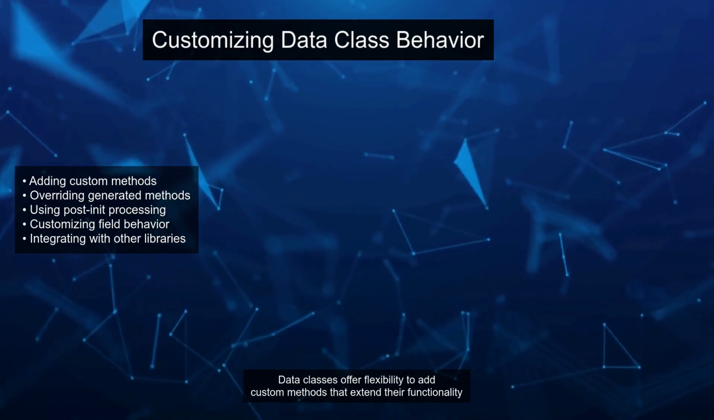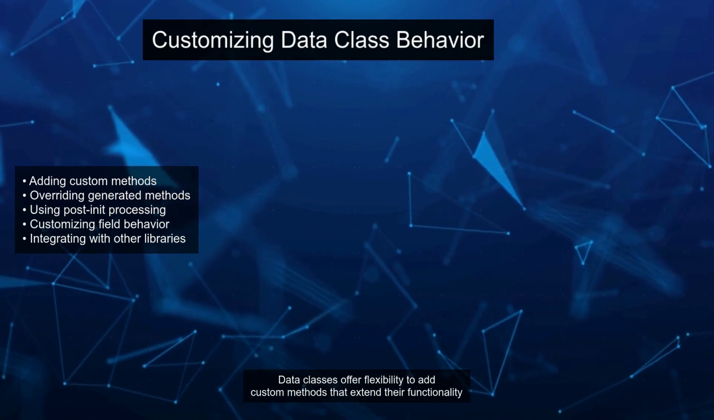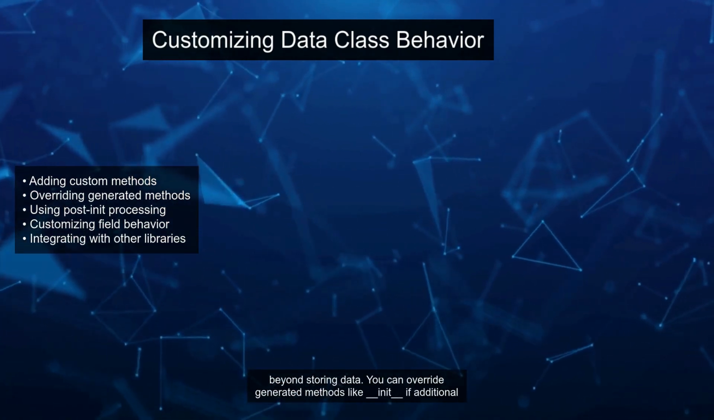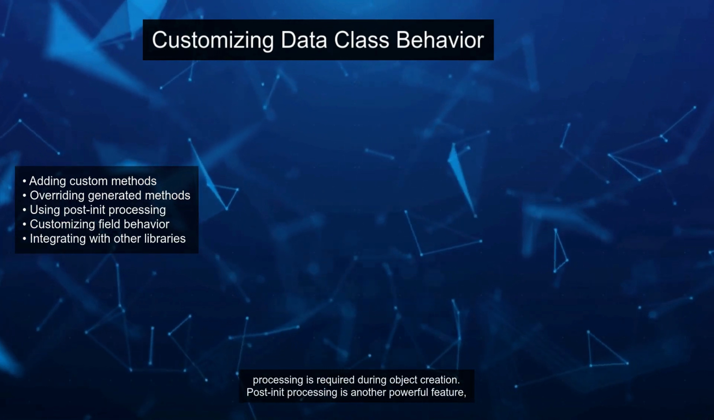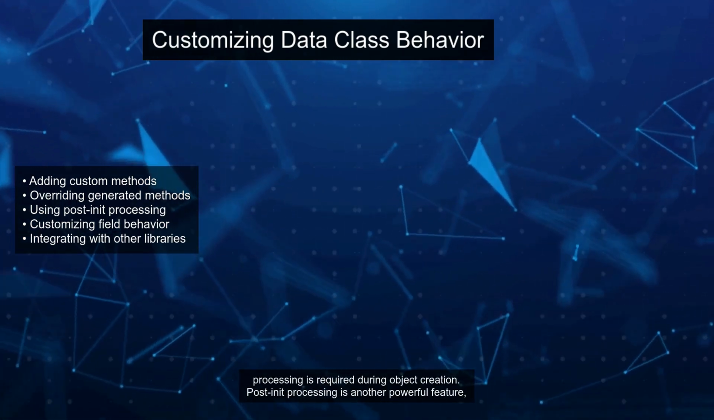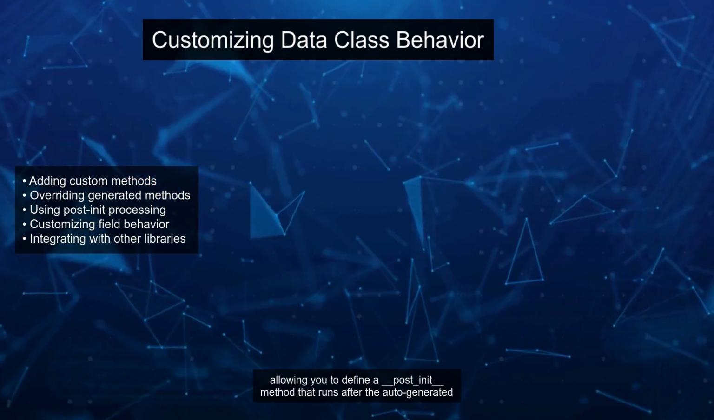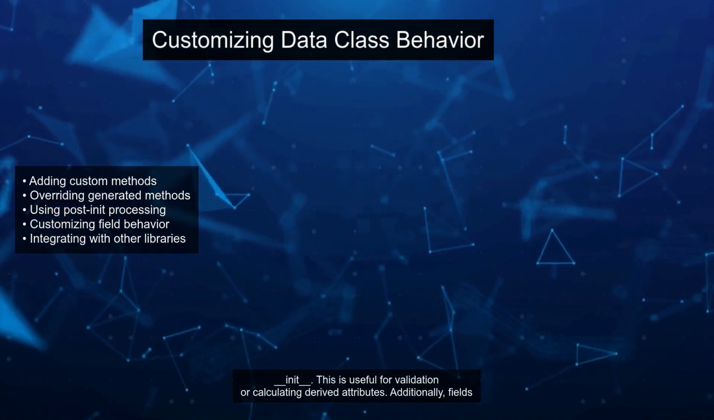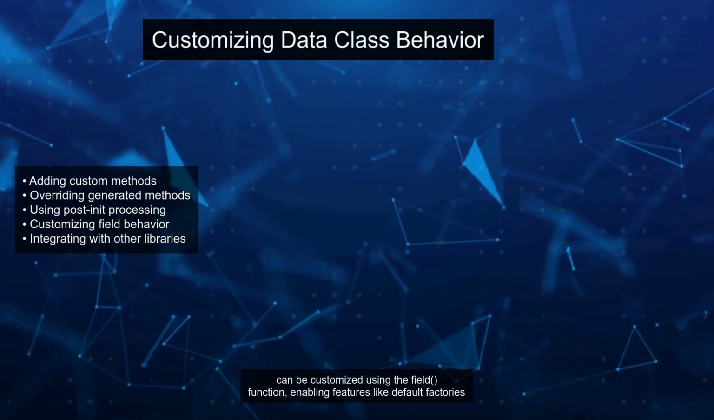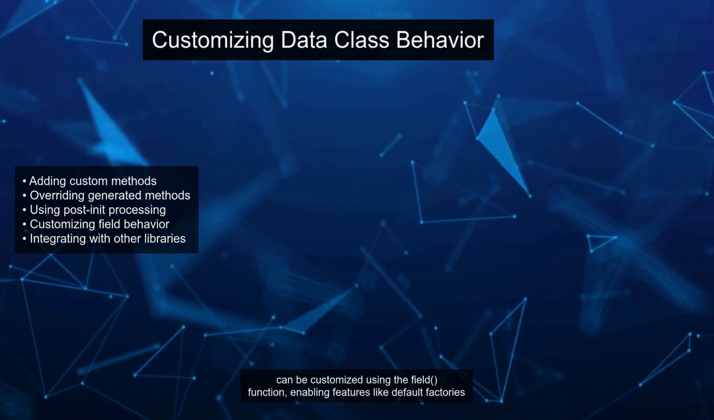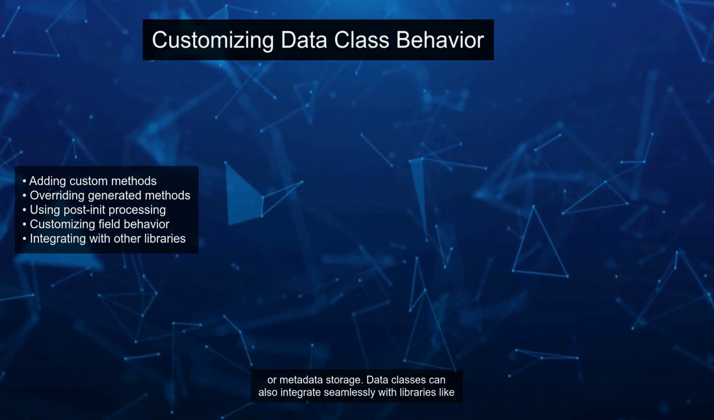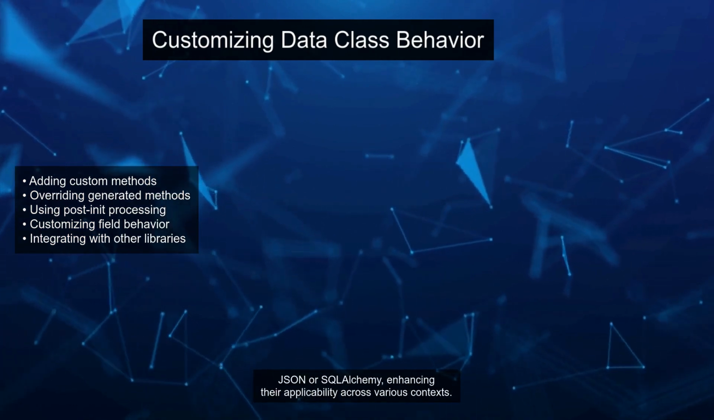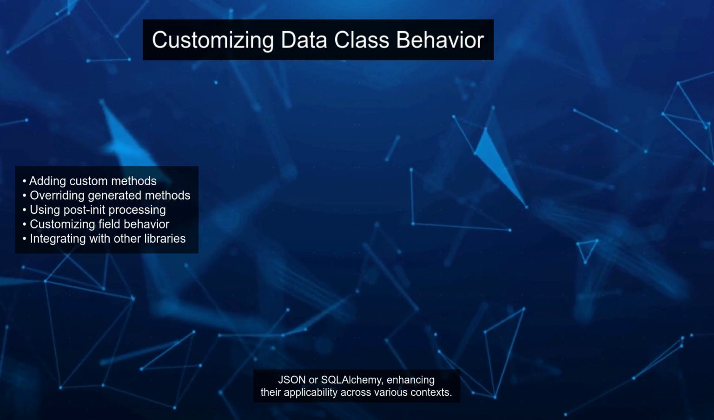Data classes offer flexibility to add custom methods that extend their functionality beyond storing data. You can override generated methods like __init__ if additional processing is required during object creation. Post-init processing is another powerful feature, allowing you to define a __post_init__ method that runs after the auto-generated __init__. This is useful for validation or calculating derived attributes. Additionally, fields can be customized using the field function, enabling features like default factories or metadata storage. Data classes can also integrate seamlessly with libraries like JSON or SQLAlchemy, enhancing their applicability across various contexts.